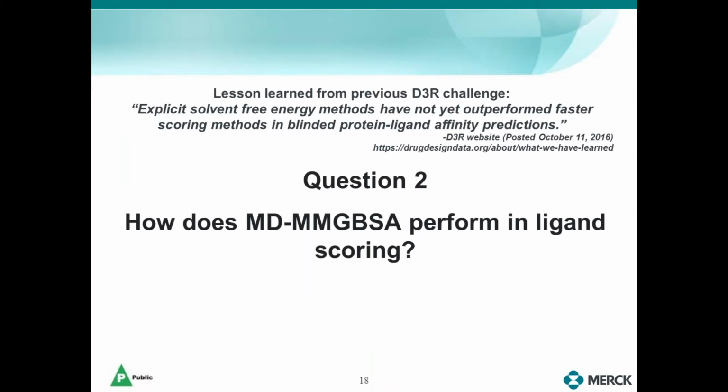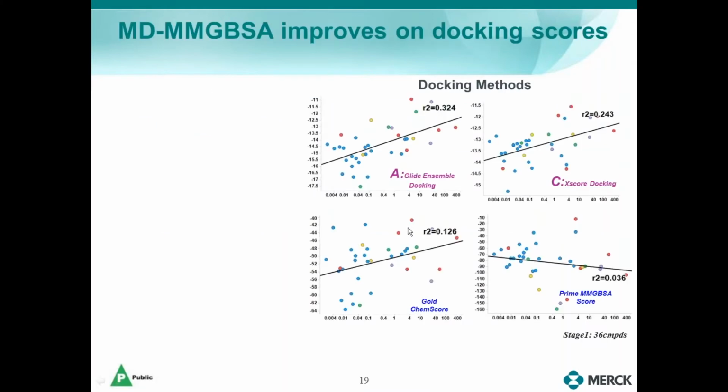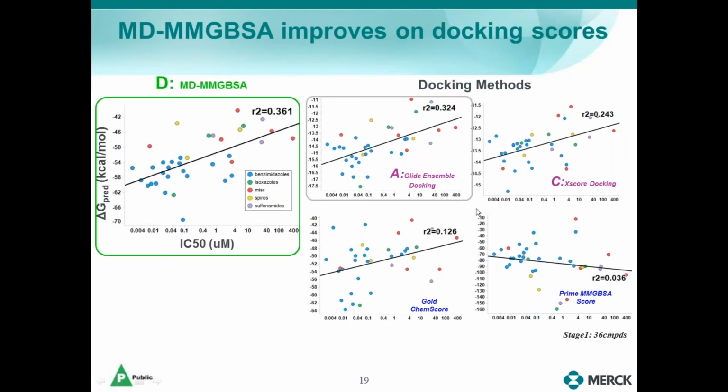Okay, switching to the ranking, there are some lessons learned from the previous D3R challenge, like explicit solvent free energy methods have not yet outperformed the faster scoring methods. So here we have a question: how does the MMGBSA method perform? Looking at the docking methods, the Glide ensemble docking shows a good correlation compared to other docking approaches or single snapshot MMGBSA calculation using the stage 136 compounds. So we took the same poses from the Glide docking structure and did MD and MMGBSA calculation. The correlation does actually improve.